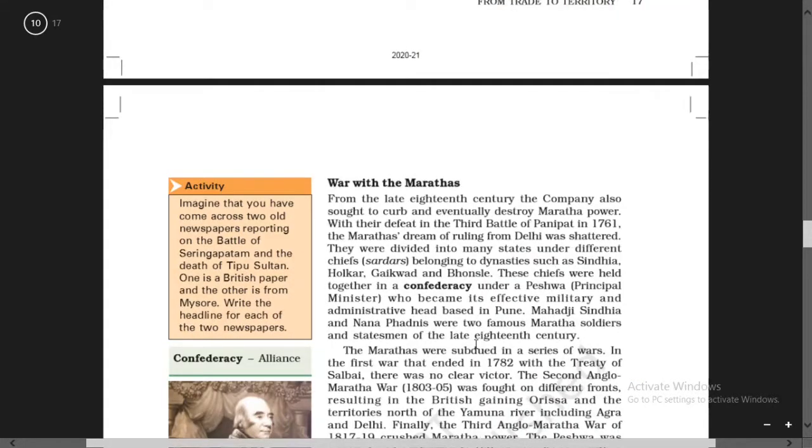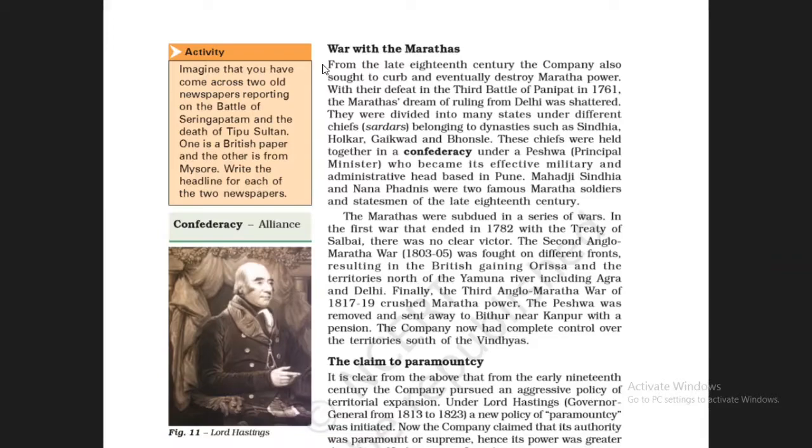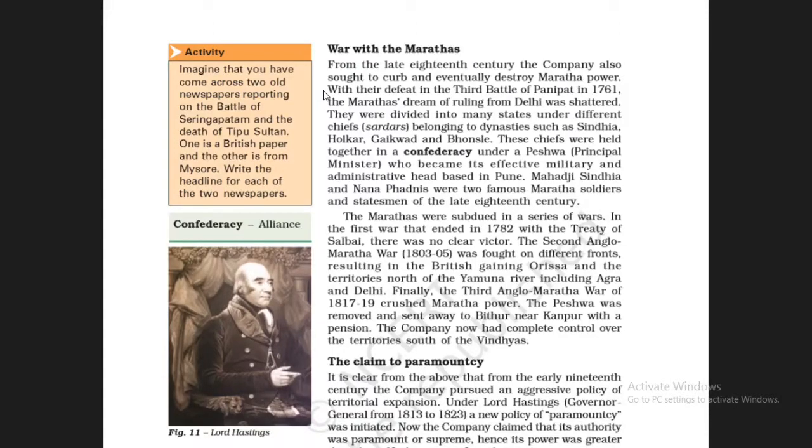So, let us continue the next part of the chapter, that is page number 18. War with the Marathas. From the late 18th century, the Company also sought, means attempted, to curb and eventually destroy Maratha power. Curb means check, and eventually, in the end, they destroyed Maratha power.